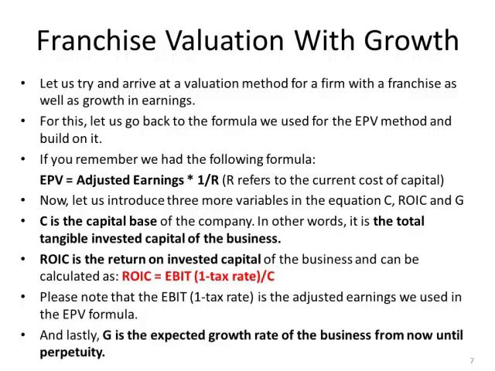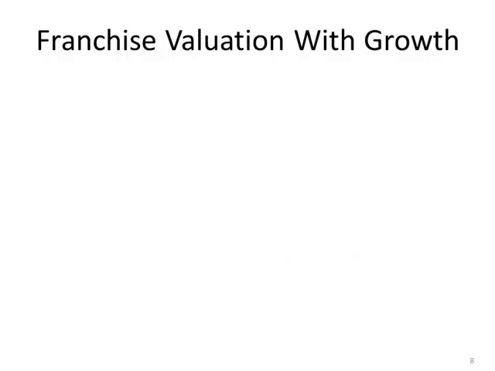And finally, G is the expected growth rate of the business from now until perpetuity. So what we mean here is that we expect the company's earnings to grow at a constant rate G, and we expect this to continue into the indefinite future.